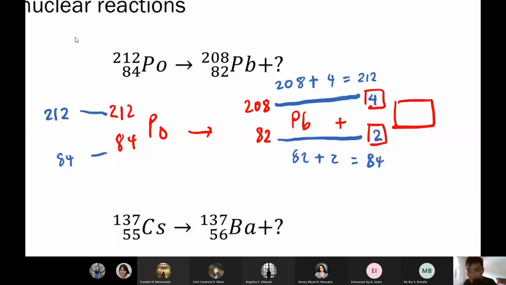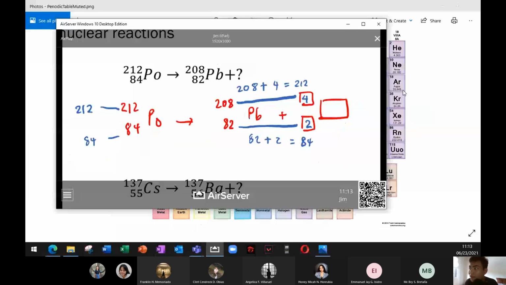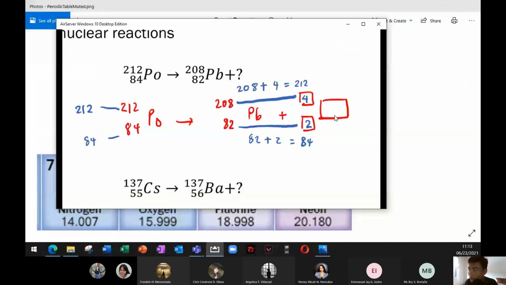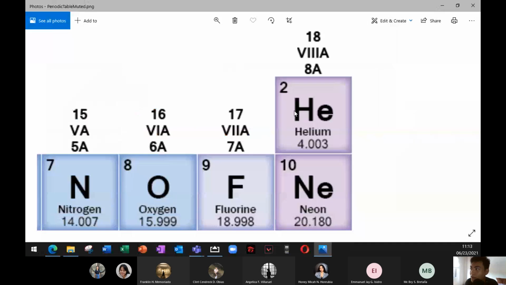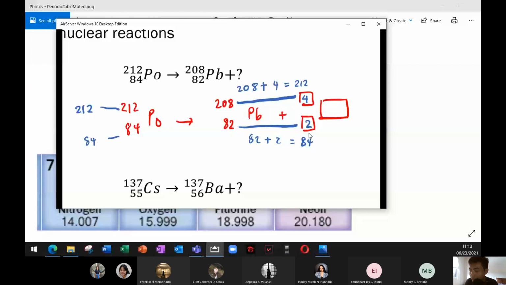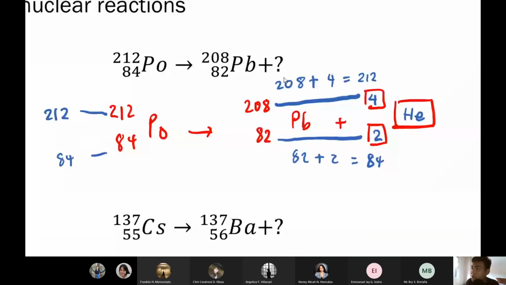So what element is that? Look at the periodic table. What is element number 2? Let's zoom in. Helium. You put its symbol here, because its atomic number is 2. So the missing particle here is helium. Another way to write helium is as 4,2 alpha, because the alpha particle is helium. So it's helium or 4,2 alpha. That's how you balance it. It's easy.